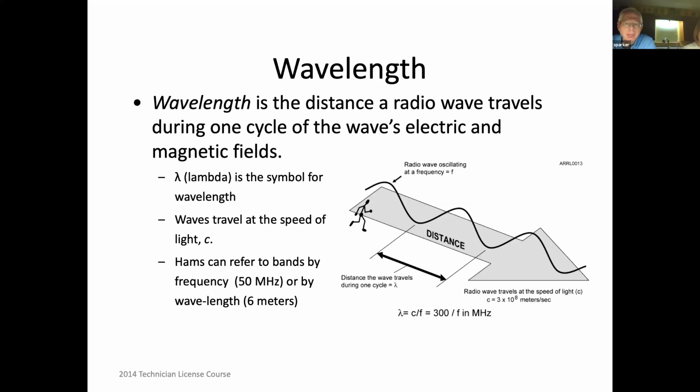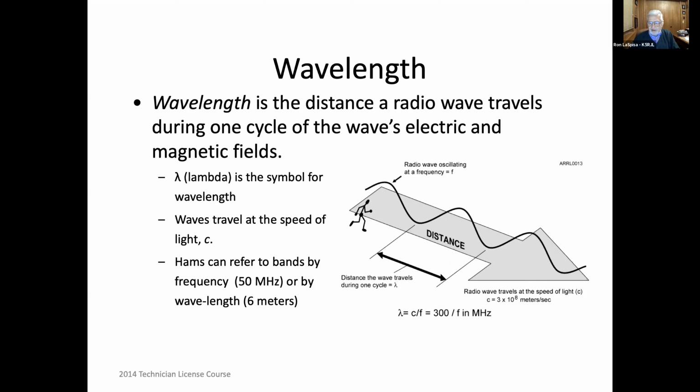Okay, now we're going to do something more, the wavelength. And that's how far the radio wave travels during one cycle of the fields. So wavelength, you can see this guy walking. If you think of it as a wave in the lake, that's how far apart the waves are. You can either think of it from the top of the wave to the other top of the wave, or you can think of it as the valley to another valley. We give the symbol lambda, a Greek symbol, for the wavelength.